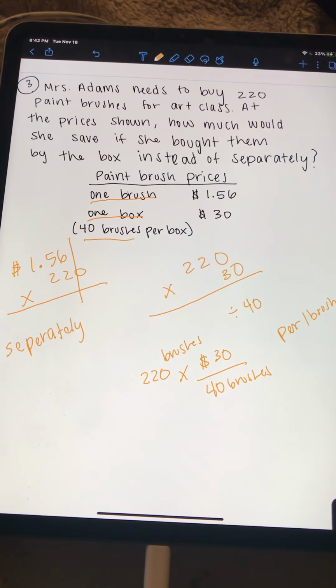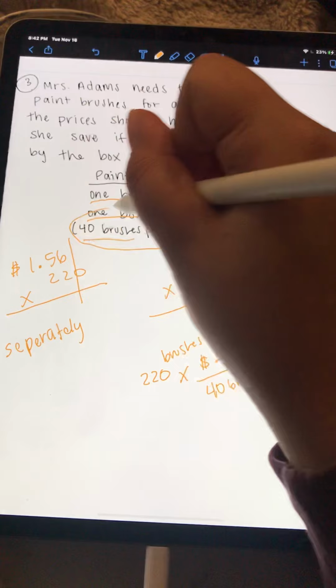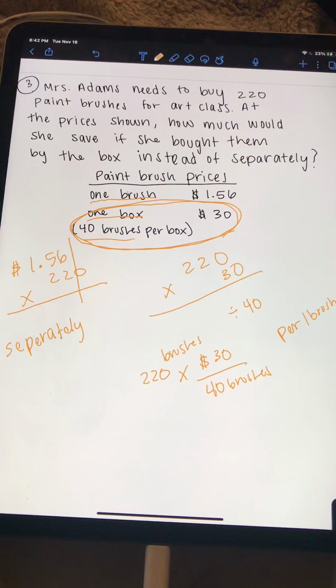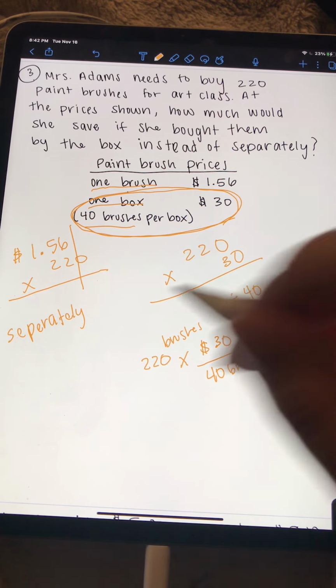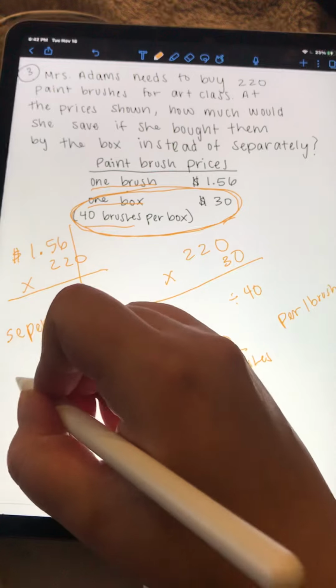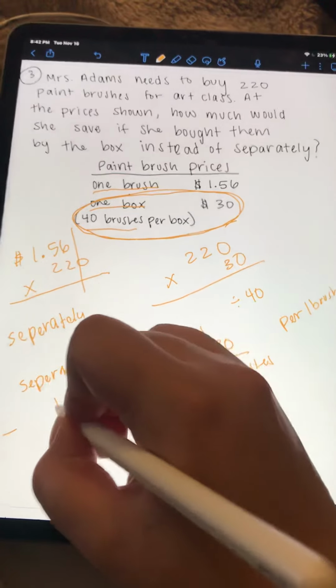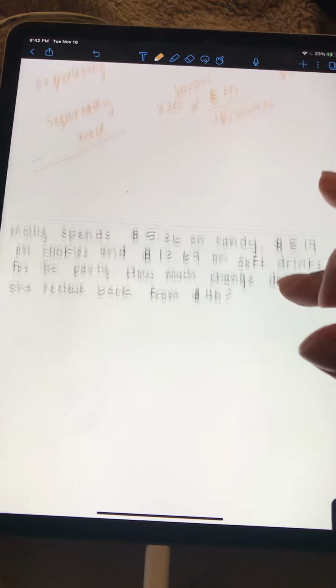So I hope that makes sense. If you come across that on the test where you see something like this, an amount per one box, make sure you divide at the end by the number of items there are in the box or in the flat, whatever it's called. And then we do our subtraction, right? So we subtract the cost that we got from the separate purchase, and we subtract the value we got for the box. That way you find the difference, okay?